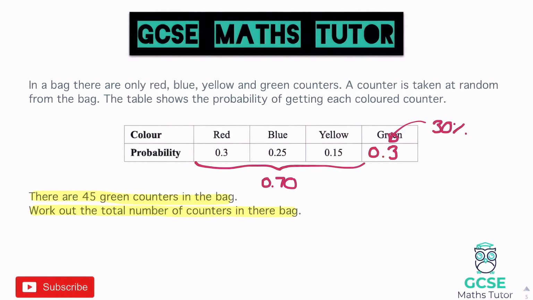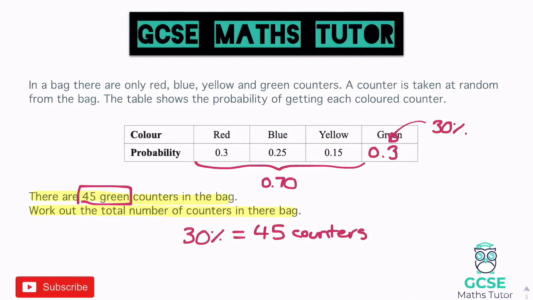So 30% of the counters are green. And it says down here there are 45 green counters. So this is actually telling us that 30% is actually equal to 45 counters. There we go. So that 30% there is 45 counters. And we need to find out the original amount of counters, or the total amount of counters in the bag. And in order to do that, we need to turn that 30% back into 100%.